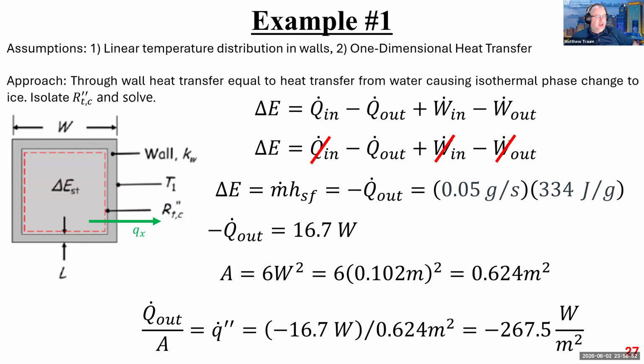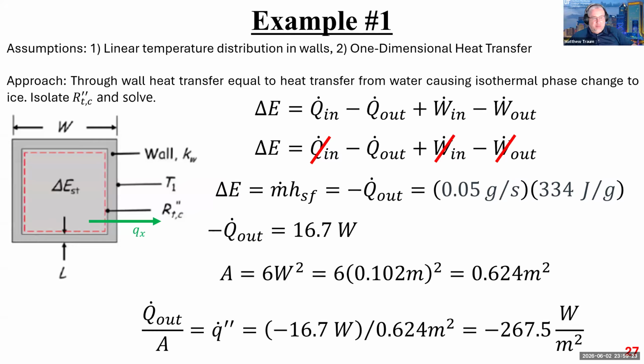Okay, the approach is that the through wall heat transfer is going to be equal to the heat transfer from the water, causing an isothermal phase change in the ice, right? So remember back to thermo, as liquid water is changing phase from liquid to solid, that is a constant temperature process that sets the temperature inside the cube as the heat is getting transferred out. And so we know what that temperature is for this entire process.